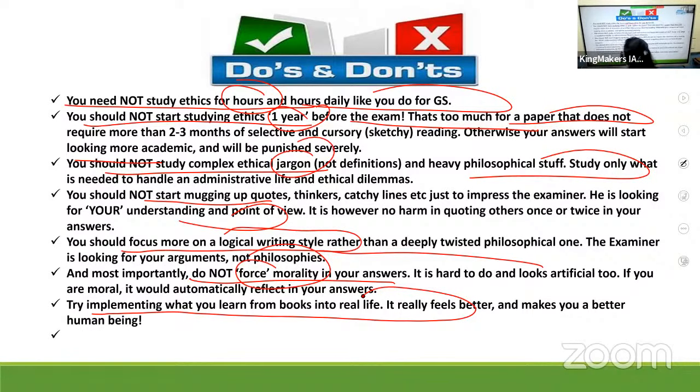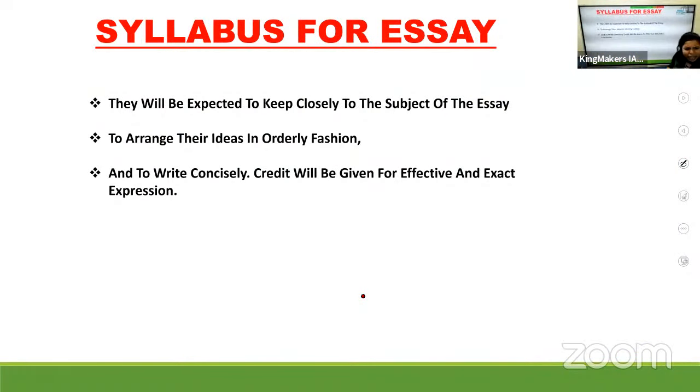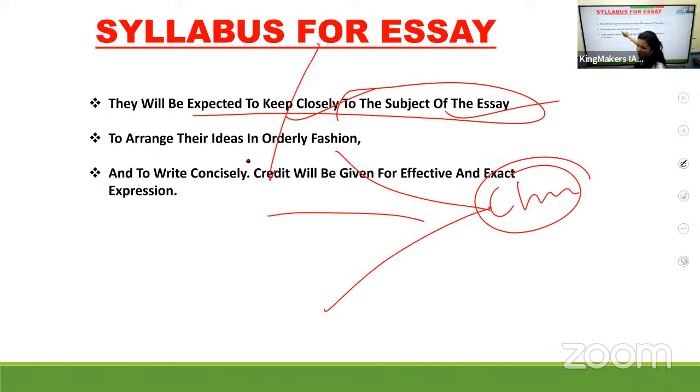Now the test tomorrow is for the essay: how to write a good answer. First of all, does anybody know that we have an essay syllabus? We have an essay syllabus. Till now, UPSC has mentioned these 3 points in the essay: that you will be expected to keep closely to the subject of the essay. If it is climate change, you are talking about water, land, climate, atmosphere, then the examiner will cross your answer. Second, to arrange your ideas in an orderly fashion.